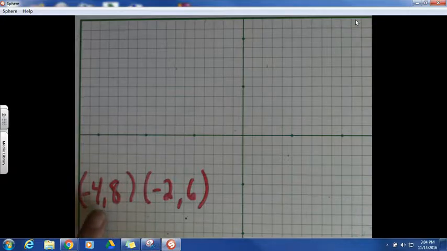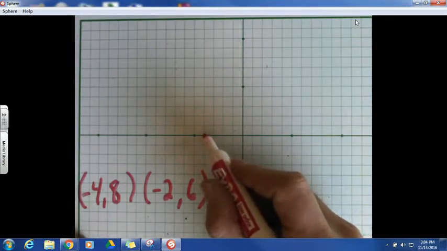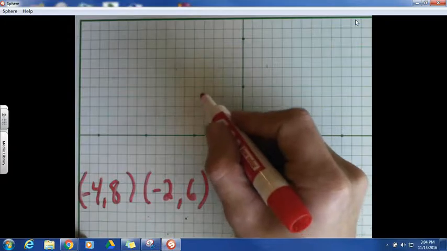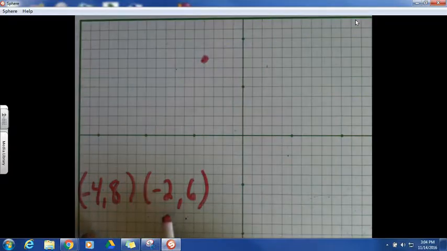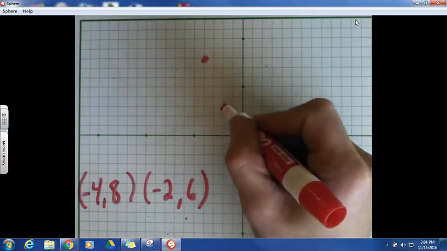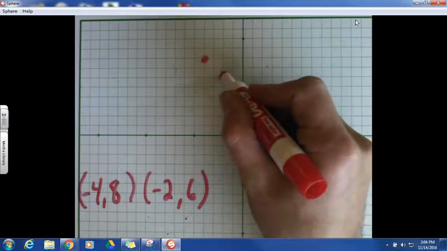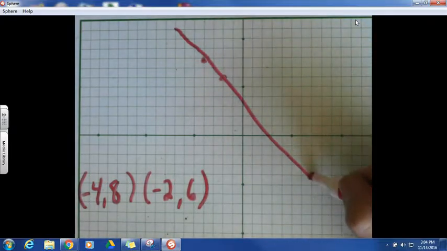So the first point is -4, 8. I'm going to go to the left 1, 2, 3, 4, up 1, 2, 3, 4, 5, 6, 7, 8. My next point is -2, 6, so I go to the left 2, up 1, 2, 3, 4, 5, 6, and there's my line. It looks like that.